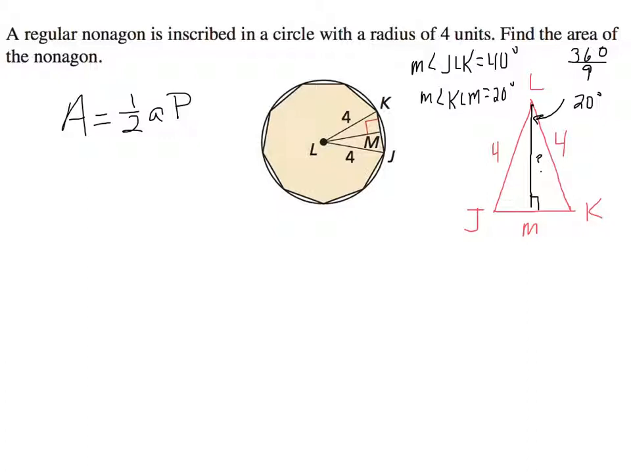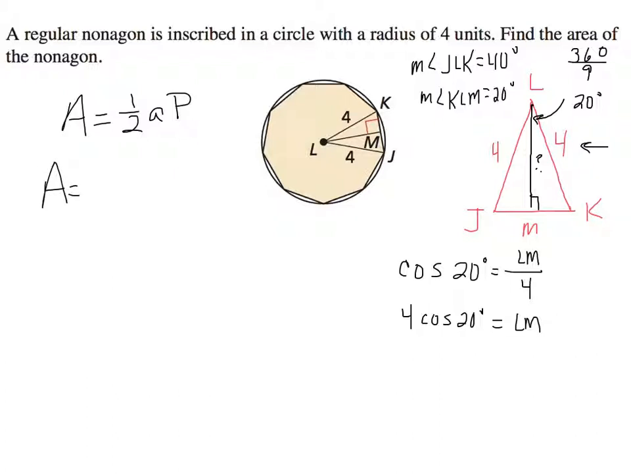That's what I need to find. So I have a hypotenuse and I have adjacent from 20. So that means I'm going to use cosine. So cosine of 20 degrees equals LM over 4. Now once again, you could let that be X or A or whatever you want, but I want to know the length of LM divided by 4. So that means the length of LM, which is the apothem, is going to be 4 multiplied by cosine of 20 degrees. So I'm going to plug that in for A.